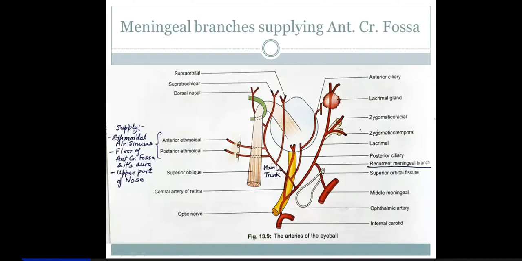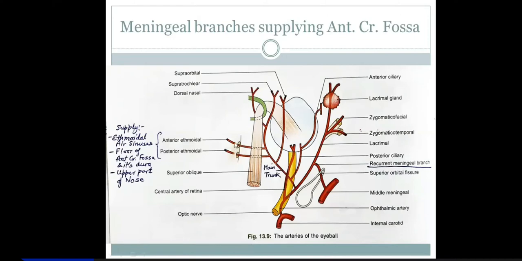So one of the meningeal branches from the ophthalmic artery is this recurrent meningeal branch. And then from the main trunk, which runs on the medial side in the orbit, it gives two branches. These are the anterior and posterior ethmoidal arteries, which pass through the foramina in the medial wall of the orbit. And there was an ethmoidal and a post-ethmoidal foramen. Through these the vessels enter into the roof of the nose, right? And there you find the ethmoid bone with the ethmoidal air sinuses. So the prime purpose of these vessels is to supply blood to the ethmoidal air sinuses.